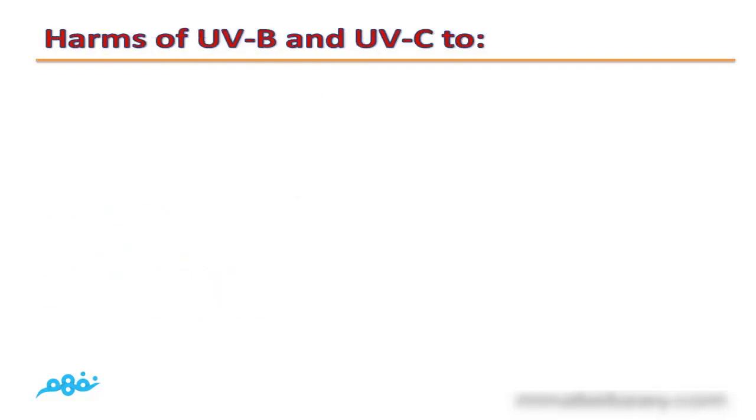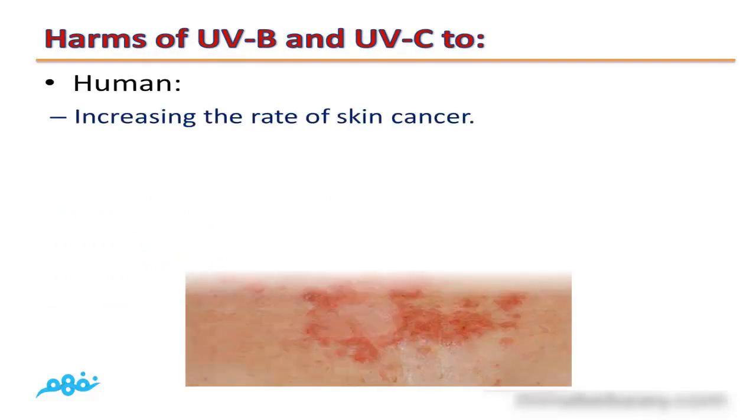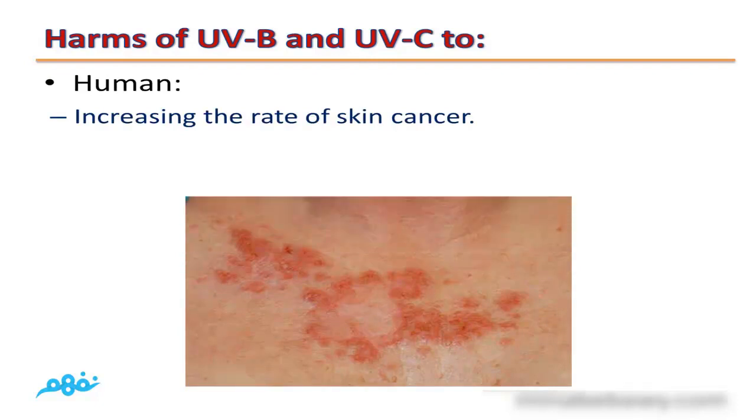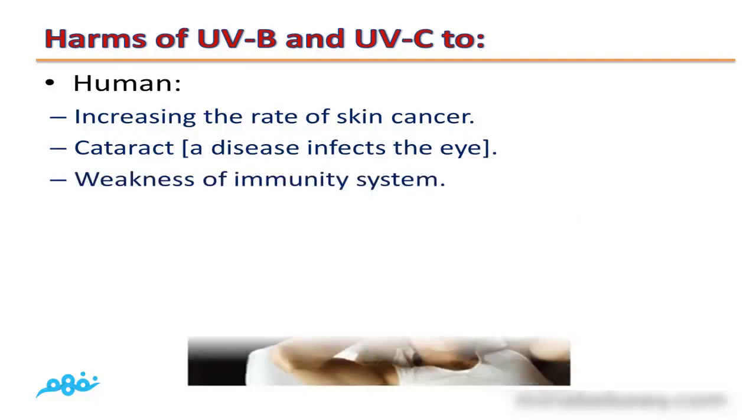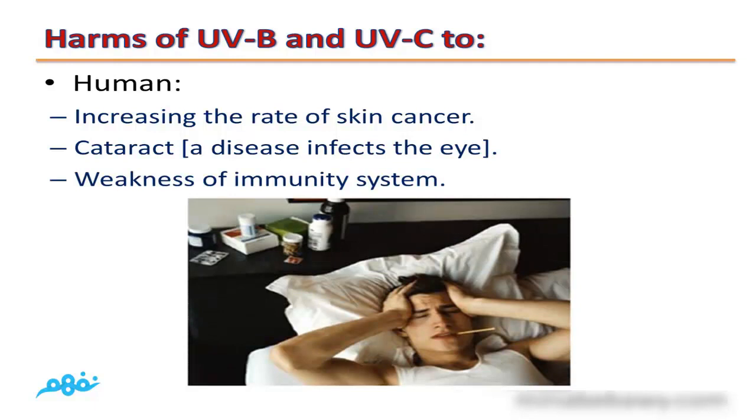Harms of UVB, which is medium ultraviolet, and UVC, which is far ultraviolet. First, to human. The first harm to human is increasing the rate of skin cancer. Cataract, which is a disease, infects the eye. Finally, weakness of immunity system. So the human's body becomes weak.